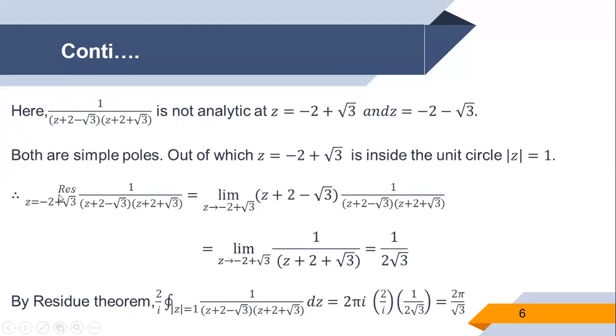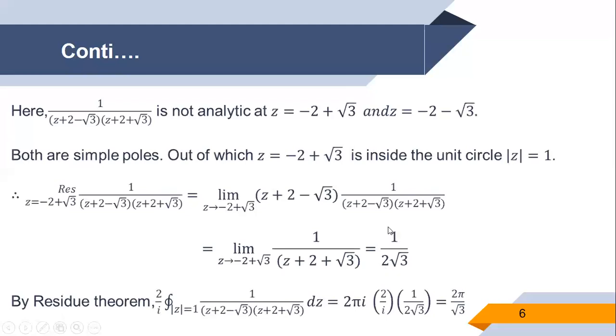So we find the residue at that point using the simple pole theorem. So the residue at z equal to minus 2 plus root 3 is nothing but the limit as z tends to minus 2 plus root 3 of the factor times the function. So both are cancelled. The remaining term is 1 upon z plus 2 plus root 3. We replace z with minus 2 plus root 3, then we get 1 upon 2 root 3.